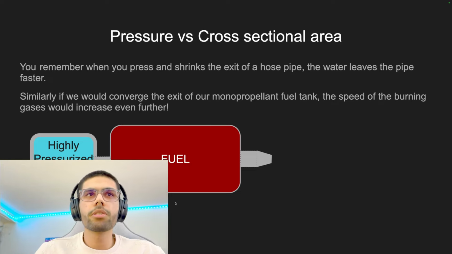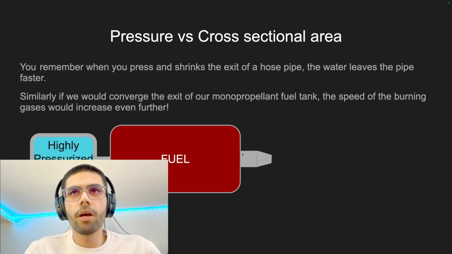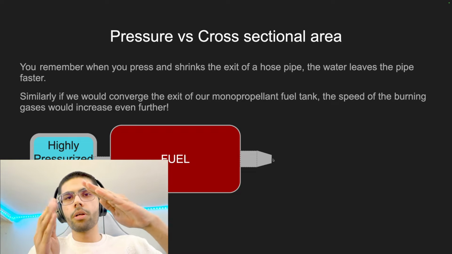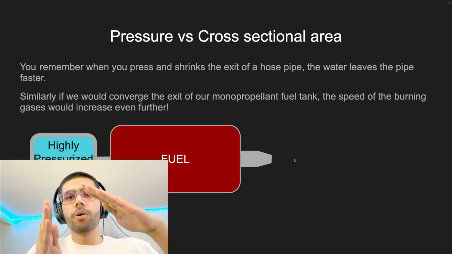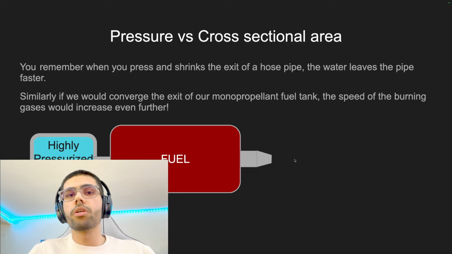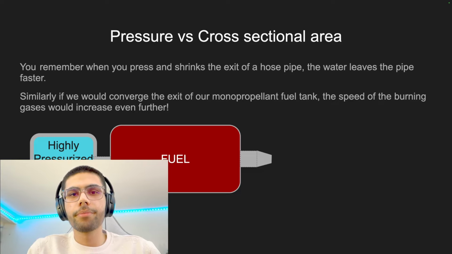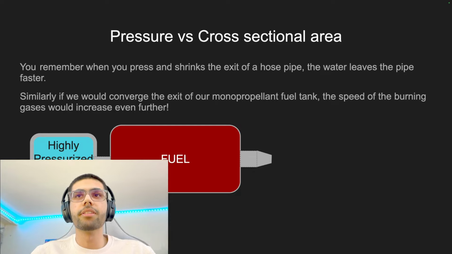No, but my question is, you have very high pressurized gas, you have a high pressurized fuel tank, but can you keep on converging your nozzle more and more to increase the exit velocity further and further? Or is there going to be a point beyond which, even if you converge your nozzle, the exit velocity of the gas is not increasing? I think there'll be a point where it will stop increasing. Yeah, you're right. There is such a point.